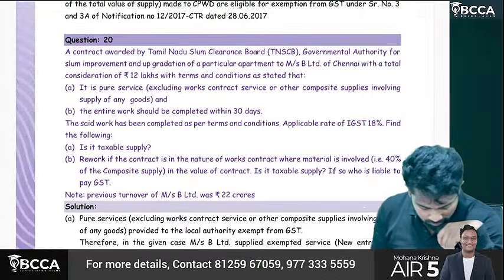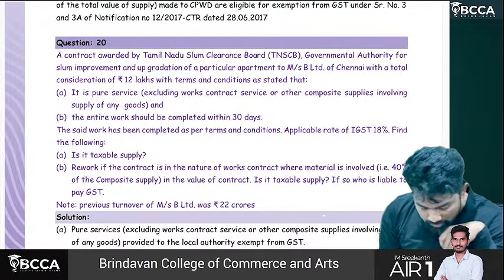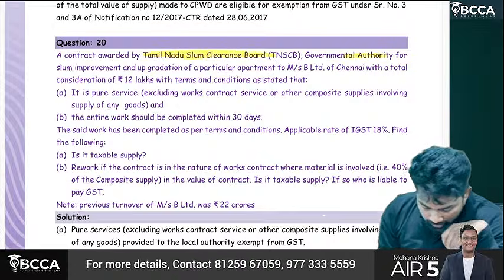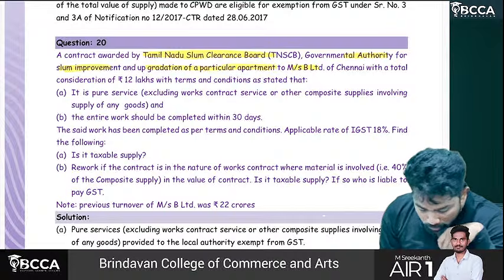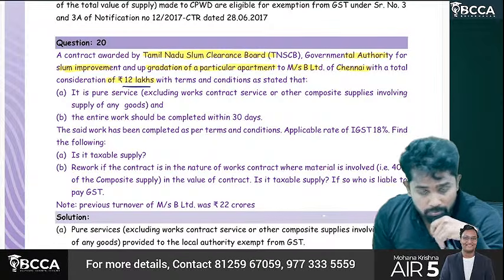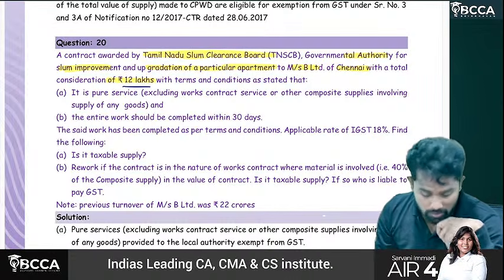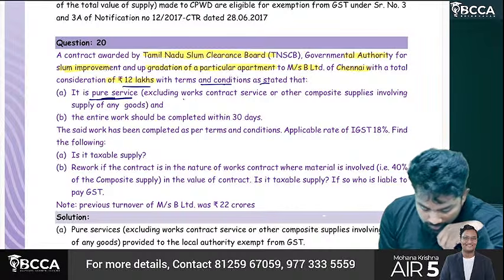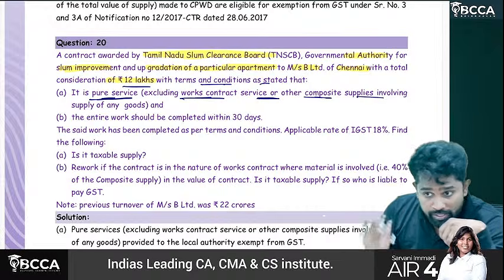So look at question number 20. A contract was awarded by Tamil Nadu Slum Clearance Board, a government authority, for slum improvement and upgradation of a particular apartment to B Limited of Chennai with a total consideration of 12 lakhs. I mean, they need to upgrade that particular apartment and renovate it. With terms and conditions like, it is pure service, excluding works contract service or other composite supplies. I mean no goods involved, only service element.